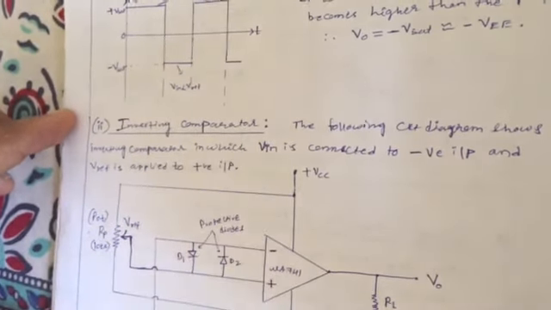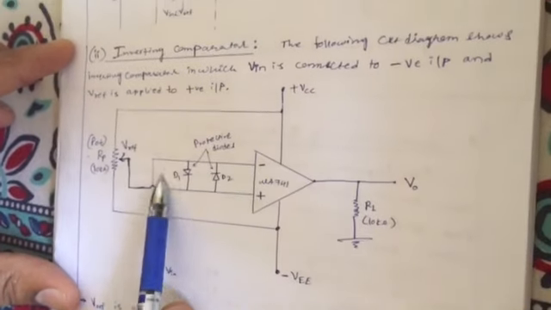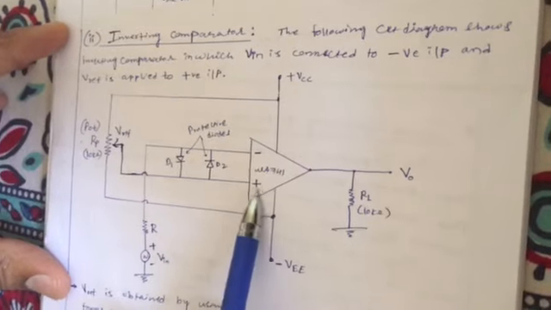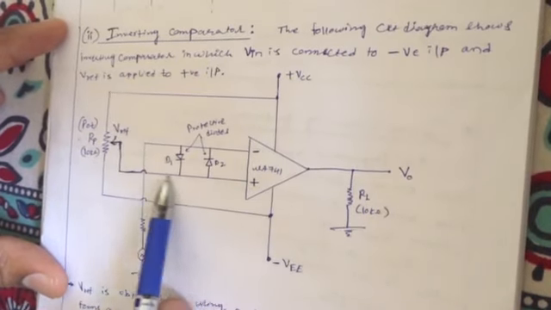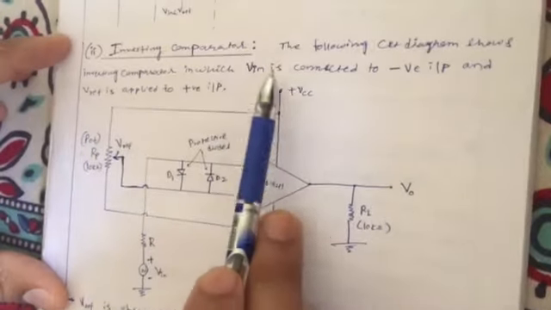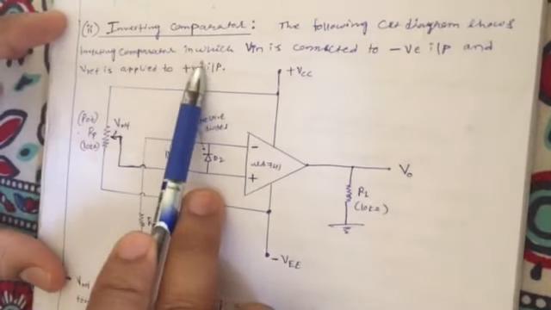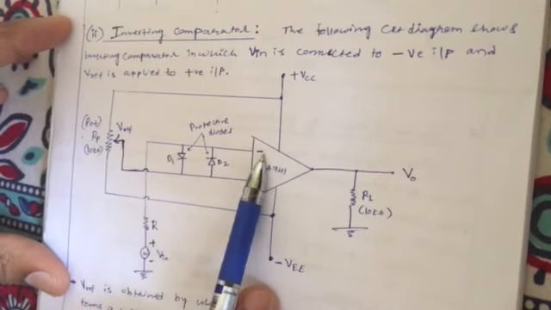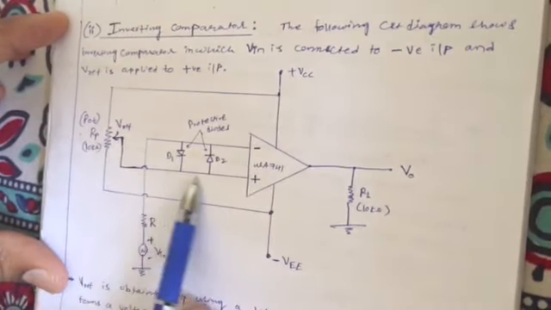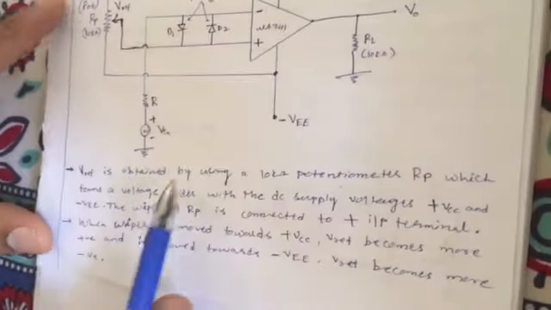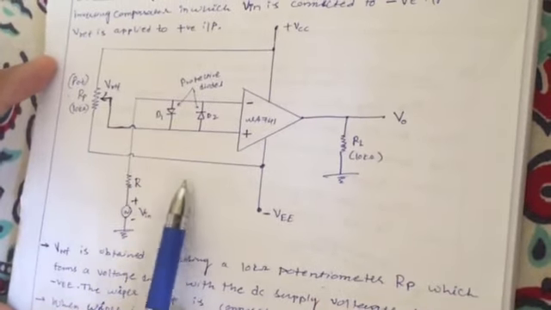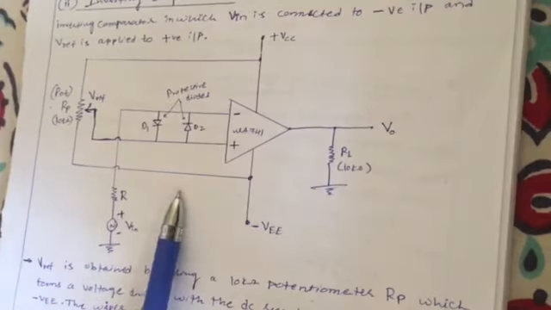In the inverting comparator, the input Vin is connected to the negative terminal, or inverting terminal, whereas the remaining terminal, that is the non-inverting plus terminal, is connected to V reference. The following circuit diagram shows the inverting comparator in which Vin is connected to the negative input and V reference is connected to the positive input. Students, this is the circuit diagram of the inverting comparator that we use practically, and it is more important compared to the circuit diagram we discussed for the non-inverting comparator.